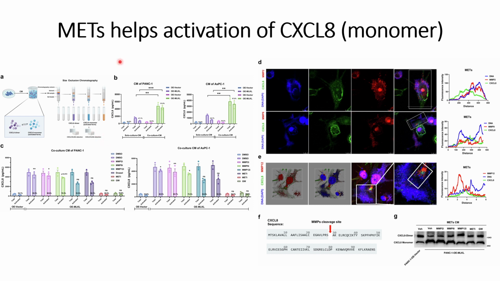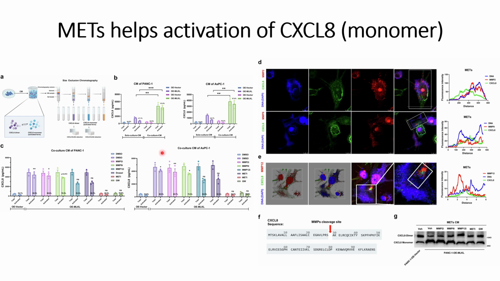After they developed this technique to find out the activated CXCL8, they checked the CXCL8 in the pancreatic cancer cells which were cultured with the cultured medium of tumor cells and macrophages that contains the cytokines. And the same thing they did with the ASPC. What they found out is that when they use the culture medium from the pancreatic cancer cells that have overexpressed MLKL and the macrophages, they see an increase in the production of this activated CXCL8, and the same thing they observed for the ASPC cell lines.